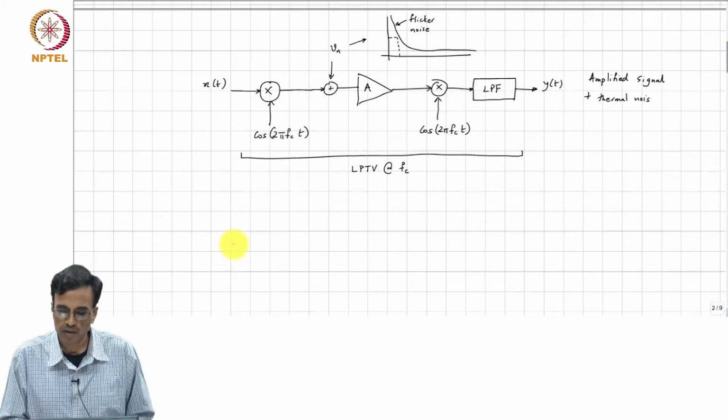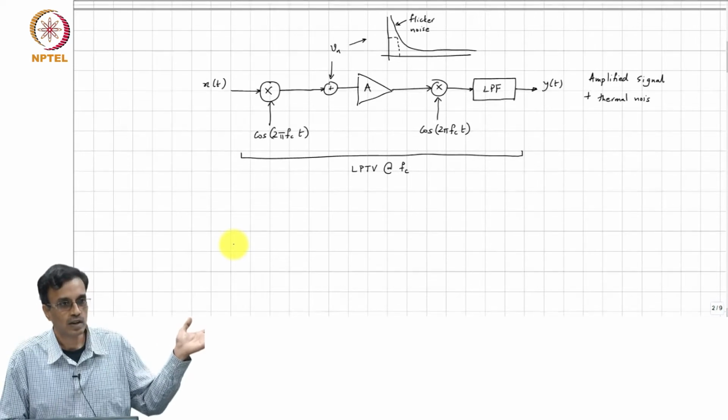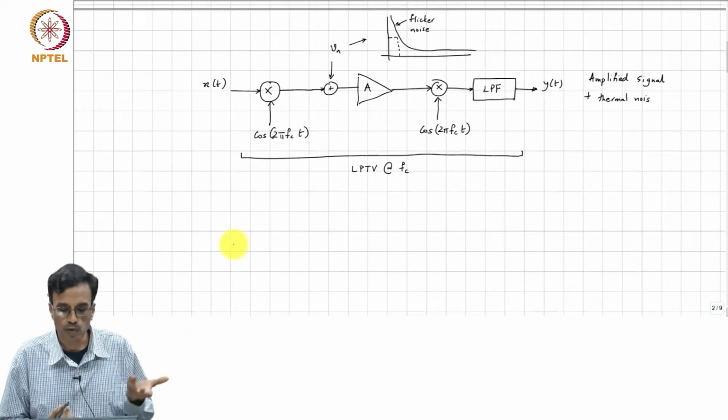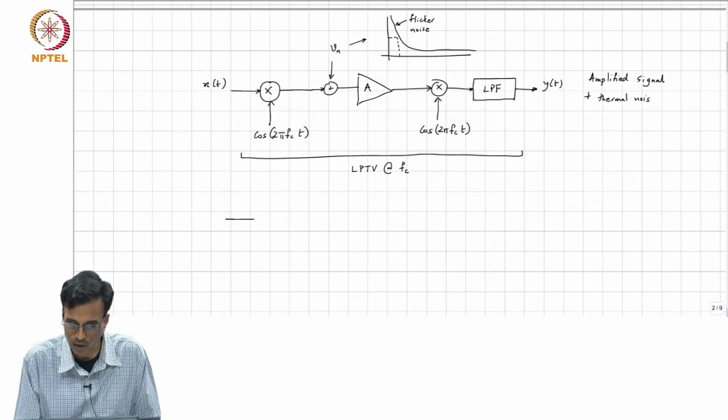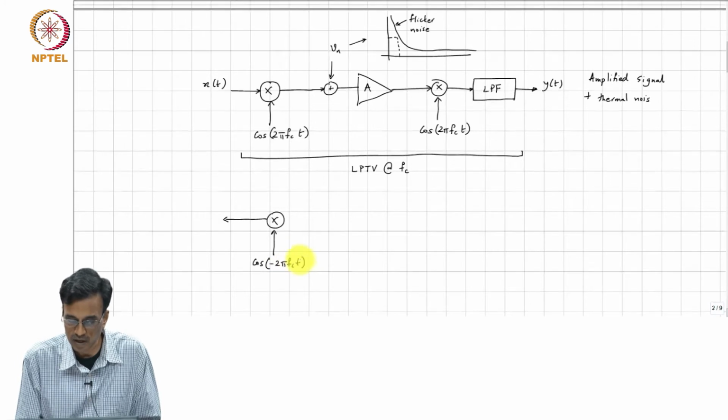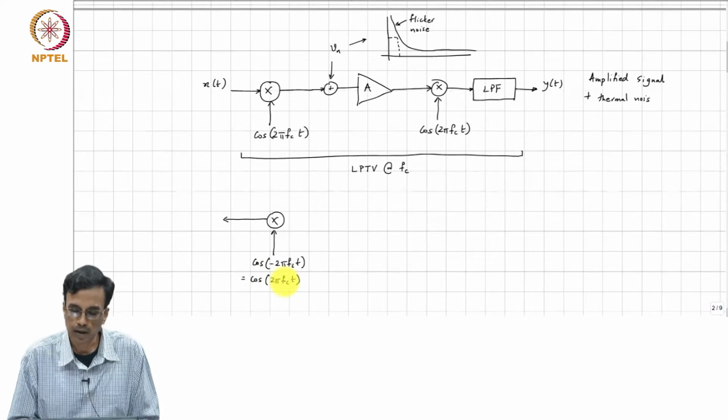So, this looks like a signal flow graph. We can apply what we know about adjoint signal flow graphs, and so we will draw the adjoint. And what do you do about the adjoint? We basically reverse the directions of all the arrows. So, this becomes cos of minus 2 pi FC times t, which fortunately is the same as cos 2 pi FC t, because cos is an even function, right.